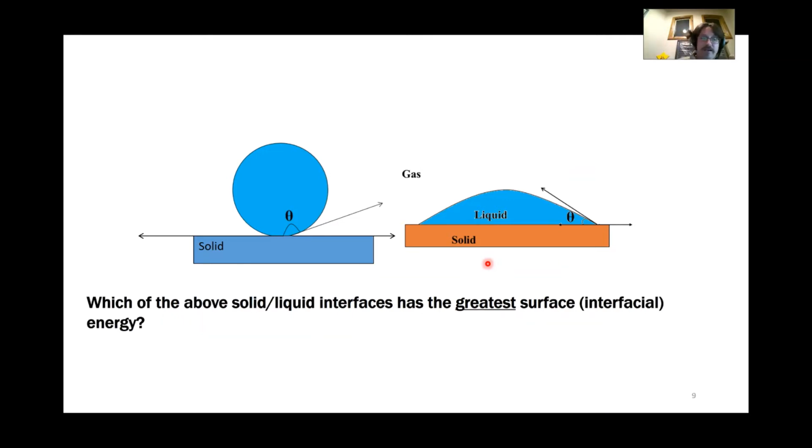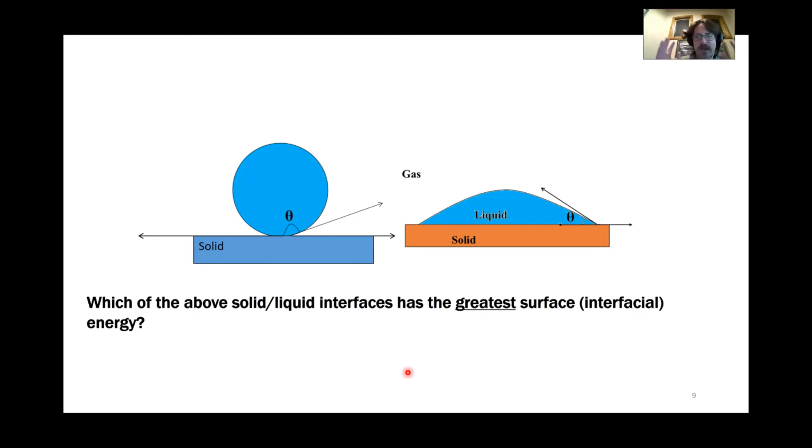Interfacial phenomena. Which of the above solid surface interfaces has the greatest surface, and in this case, interfacial energy? Think about this. Which of the above solid surfaces will have the greatest interfacial energy? If you understand this, then you really get the convention.